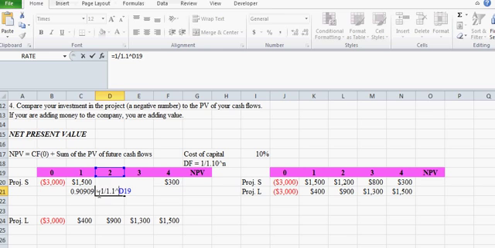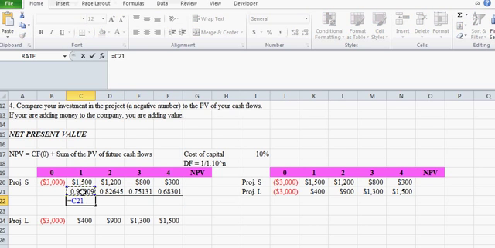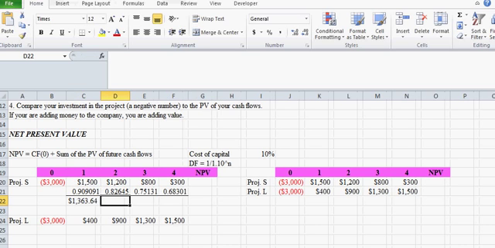And so now you have 1 divided by 1.1 raised to the power of 2. And so we can continue to do that. It makes it a little easier, a little faster. I'll just grab that hopefully and pull it across. So these are our discount factors then. So we can discount these cash flows and then multiply the discount factor times the expected cash flow.